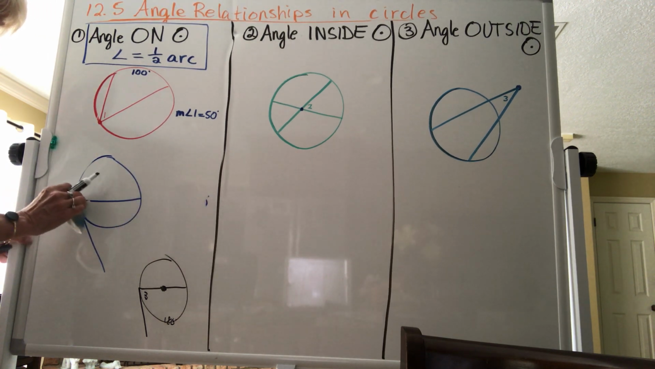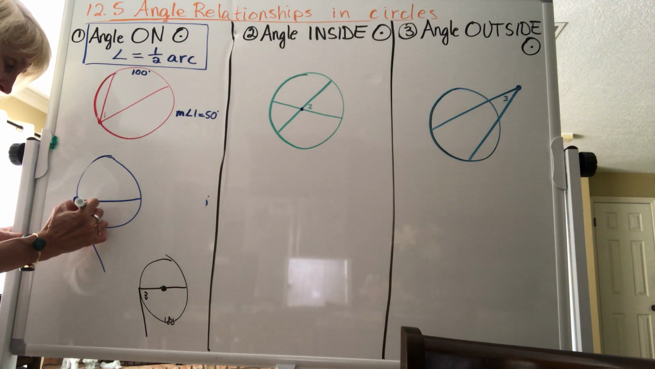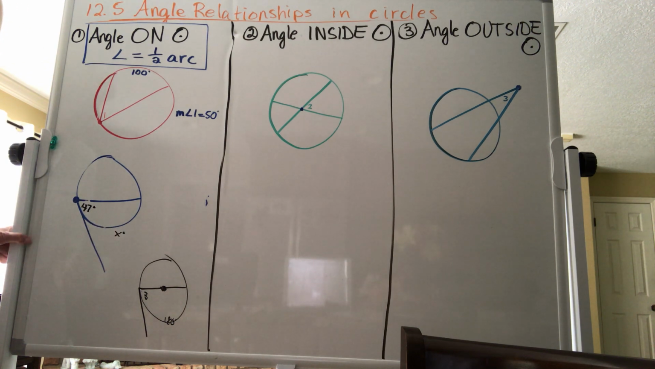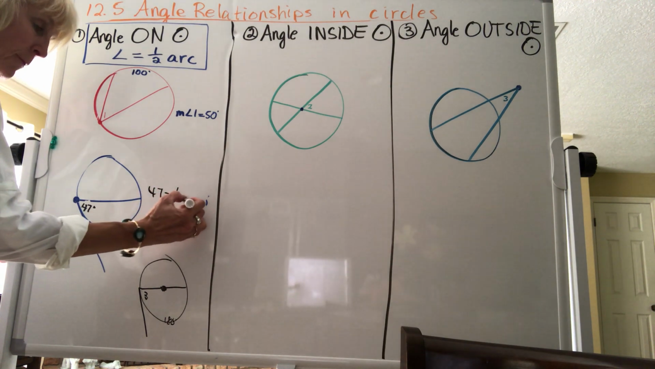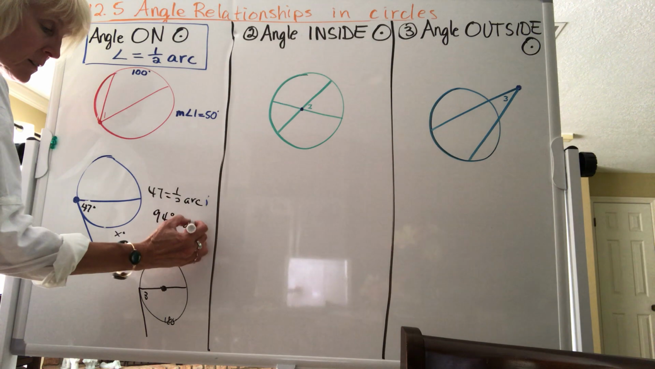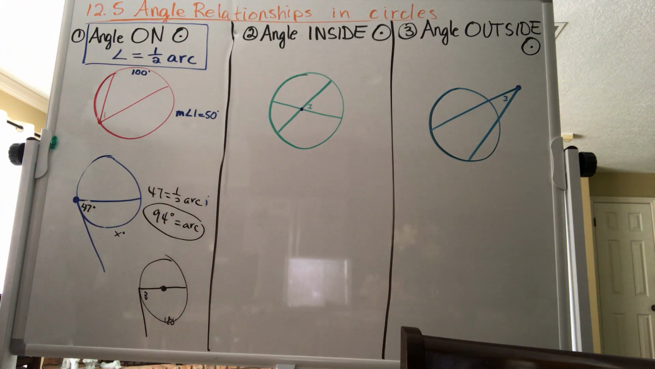Okay, so what happens if they give me the angles? Let's just use this picture. If they give me the angle is 47 degrees, how would I come back to the arc? Okay, exactly, because 47 is half the arc, so my arc would be 94 degrees. So just let the algebra do the work for you, and it's still the same relationship.